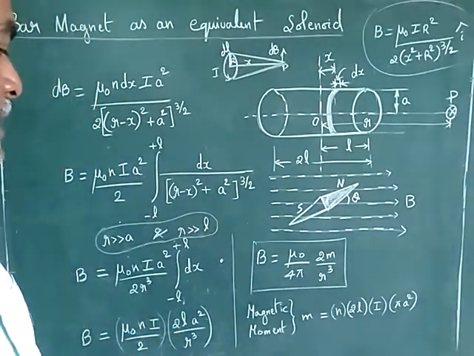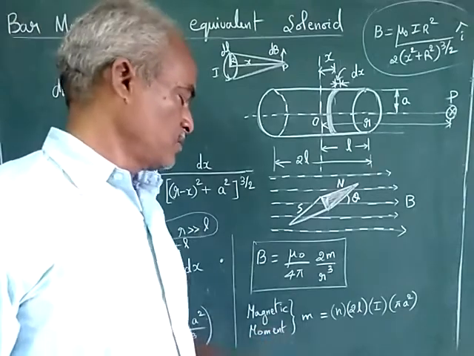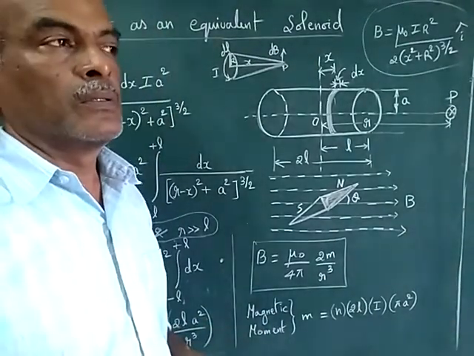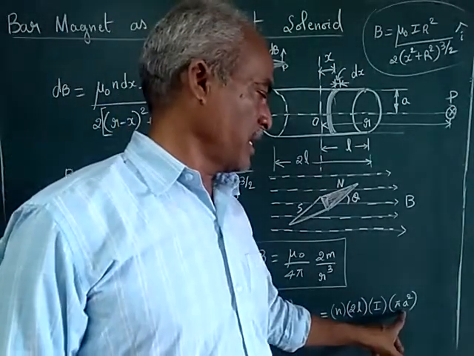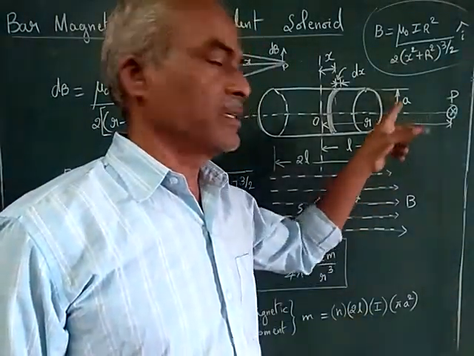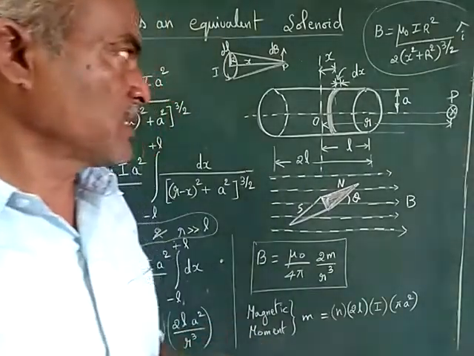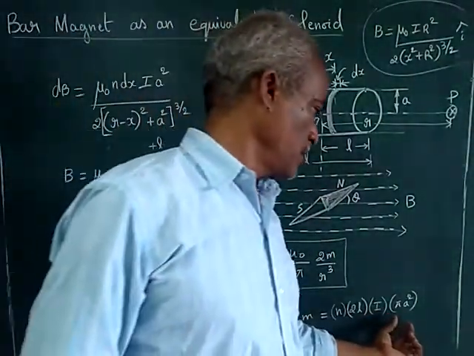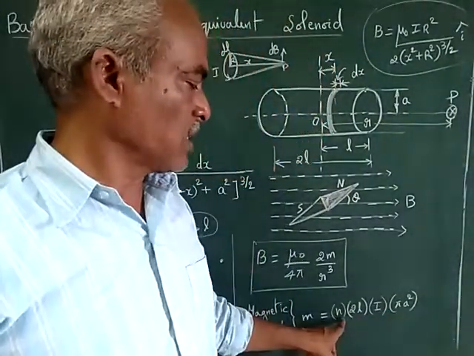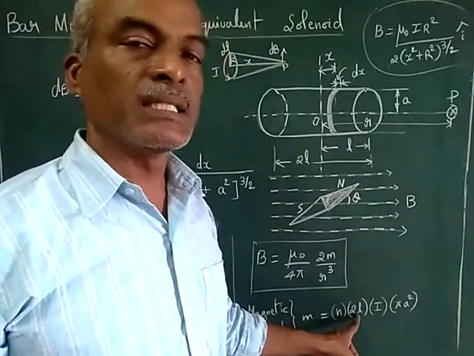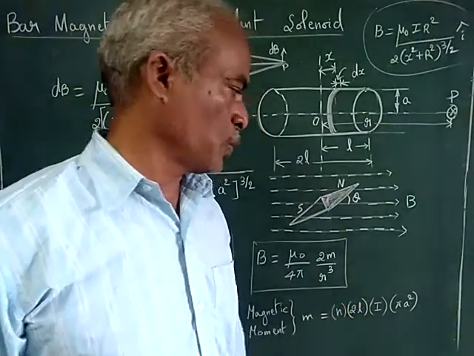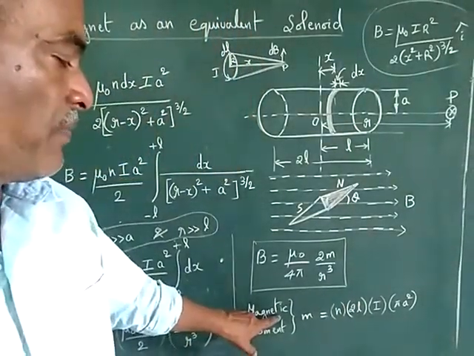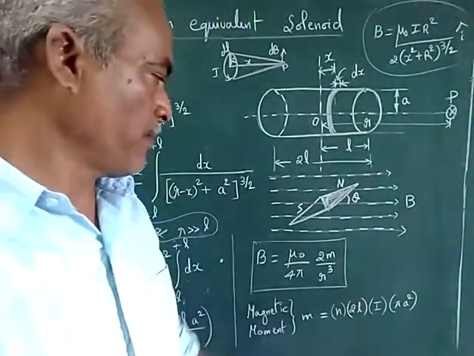Now we introduce a new term, magnetic moment. Magnetic moment, you know, that is current into area. So current into area is pi A square, where A is the radius, so the area of the cross section of the solenoid. So I into pi A square. N is a constant number of turns, and this is the length of the solenoid, that is also constant, N into 2L. So that's how we define magnetic moment M.